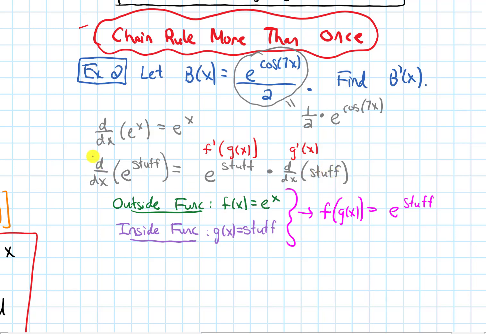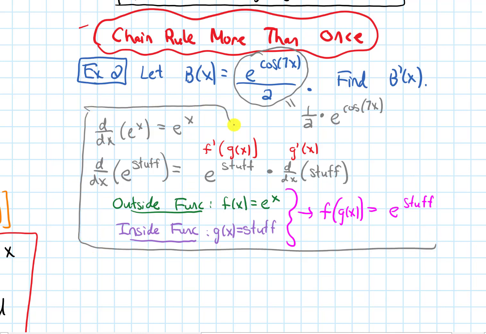Okay, and that is how we're going to find the derivative of e to the stuff using chain rule. It's just going to be e to the stuff times the derivative of that stuff. All right, so I want to put a box around this. This is showing how we can apply chain rule to handle e to the stuff.